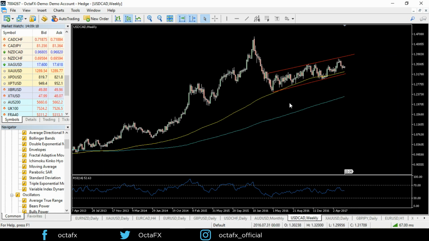Let's take a look at the dollar CAD. We mentioned we got crude inventories coming out later on today. This is actually on the weekly time frame because it's such a nice channel. I had to put it on the weekly to catch all of it. So we got a really well-defined up channel here in bullish territory on the weekly chart, above the 200, above the 100 simple moving average here.